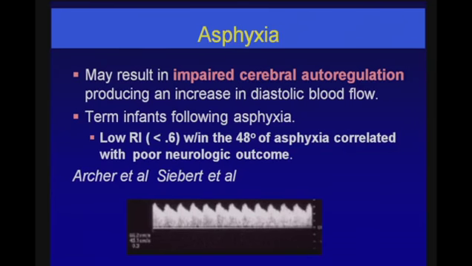Let's move on to asphyxia. Asphyxia can result in impaired cerebral autoregulation. This will end up with an increase in diastolic flow. This has become a very powerful tool in the assessment of a term infant following asphyxia. As I'd mentioned, normal resistive indices should measure approximately 0.7. When one encounters a low resistive index within 48 hours of an asphyxiated event, this correlates with poor neurologic outcome.